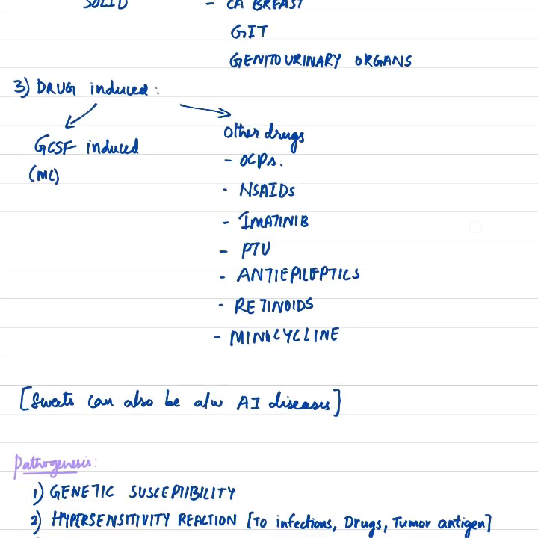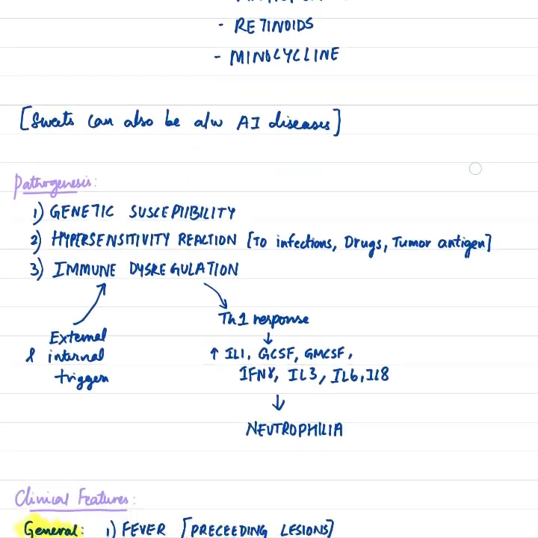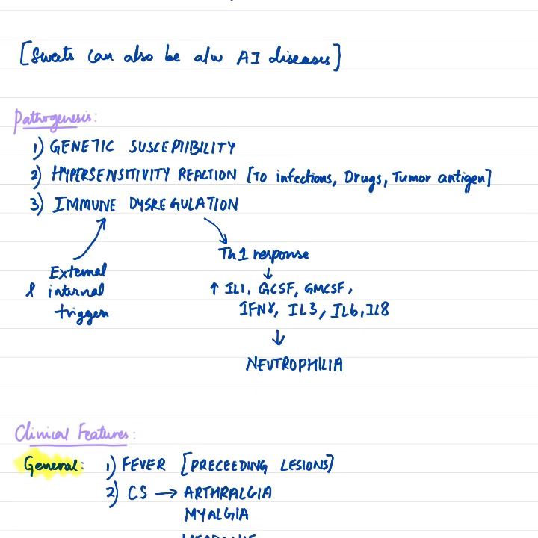Coming to drug induced, granulocyte colony stimulating factor induced Sweet syndrome is the most common among the drug induced Sweet syndrome, and other drugs such as oral contraceptive pills, NSAIDs, imatinib, propylthiouracil, antiepileptics, retinoids, and minocycline have also been known to be associated with Sweet syndrome. Certain autoimmune disorders such as systemic lupus erythematosus and Sjogren's syndrome are also known to be associated with Sweet syndrome.